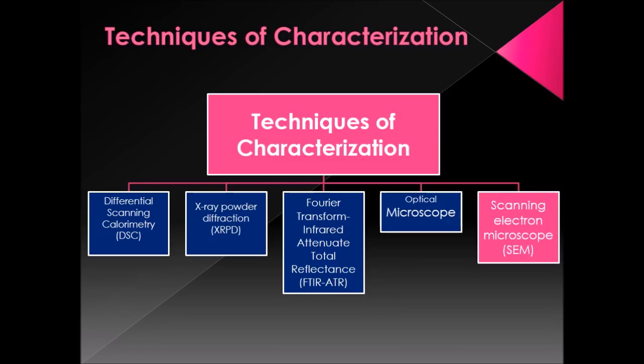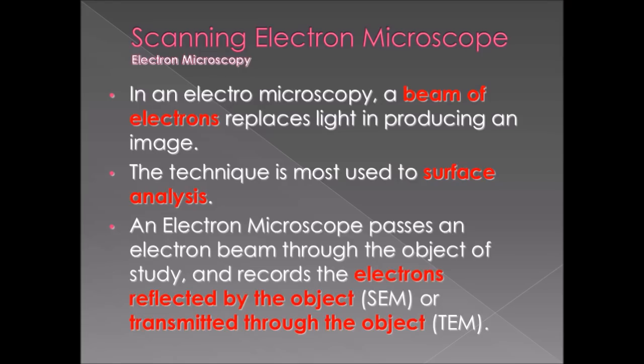After we have gone through the techniques for characterizing solids using DSC, X-ray, infrared and optical microscope, let's go into the last technique, which is the scanning electron microscope. Like a normal microscopy method, an electron microscope uses an electron beam to replace the light in producing the image, and this technique is particularly useful to investigate the surface morphology of the solid.